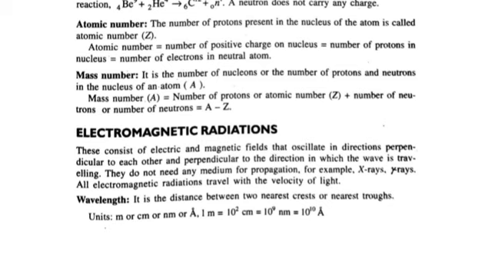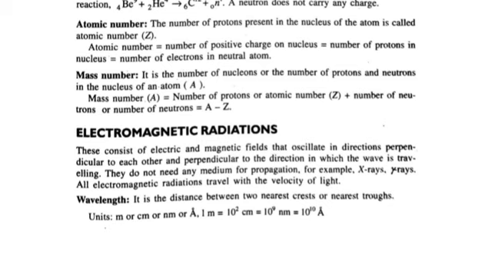Now if I talk about the atomic number, the number of protons present in the nucleus of the atom is called the atomic number. It means how many protons are present in the atom. It is denoted by capital Z. Atomic number is equal to the number of positive charges on the nucleus, which is equal to the number of protons in the nucleus, which is equal to the number of electrons in the neutral atom.